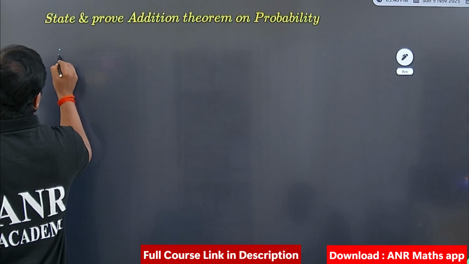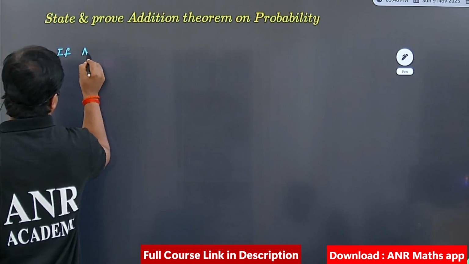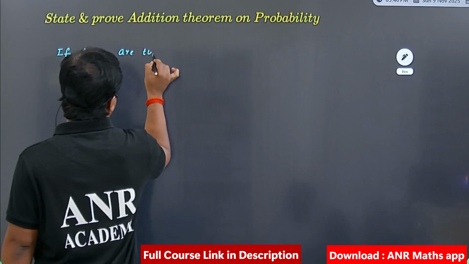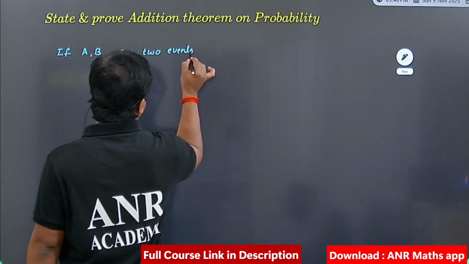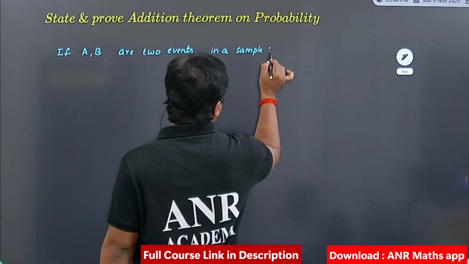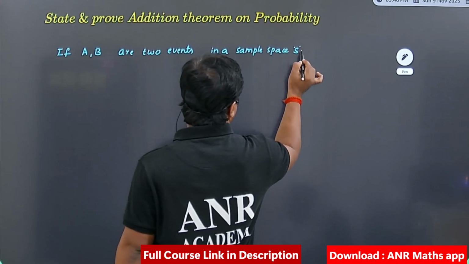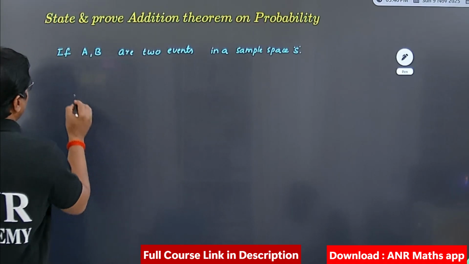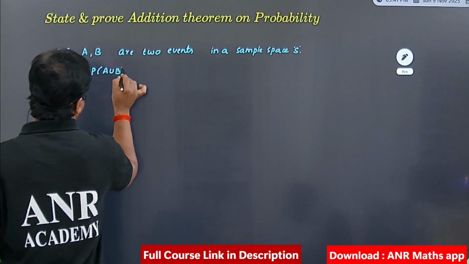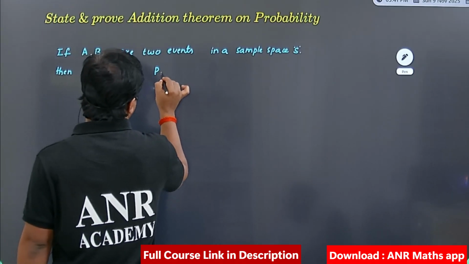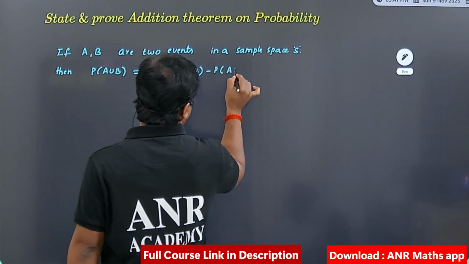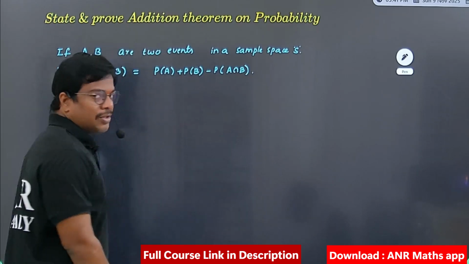Suppose that there are two events, capital A and capital B. If A, B are two events in a sample space S, and P is probability function, then probability of A union B is written as P of A plus P of B minus P of A intersection B. This result you have to prove now.